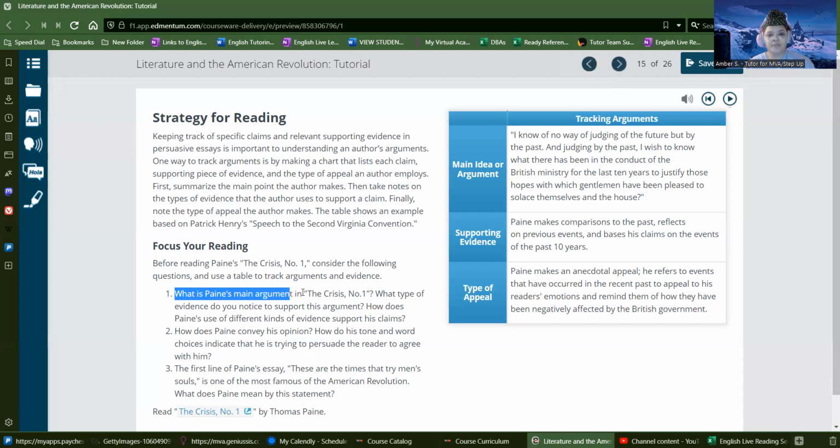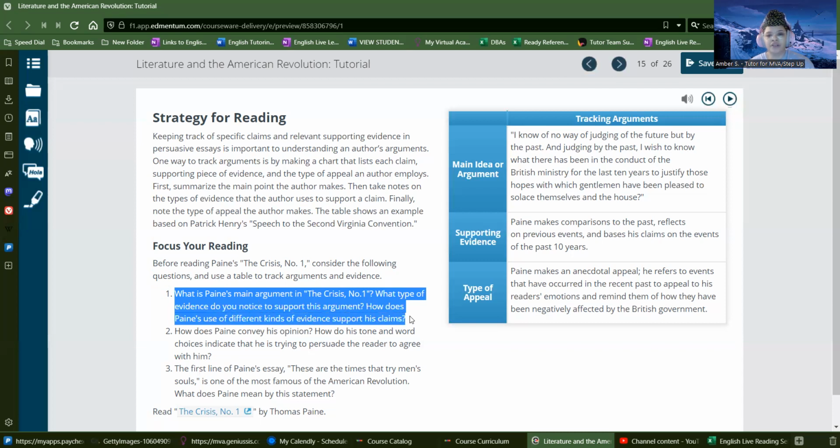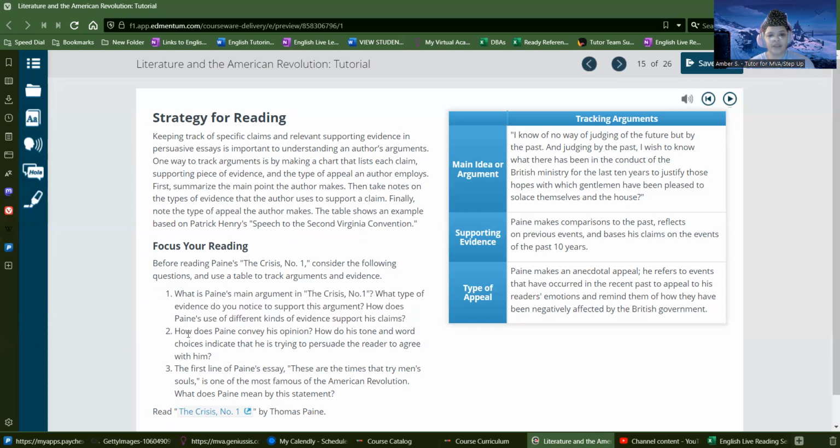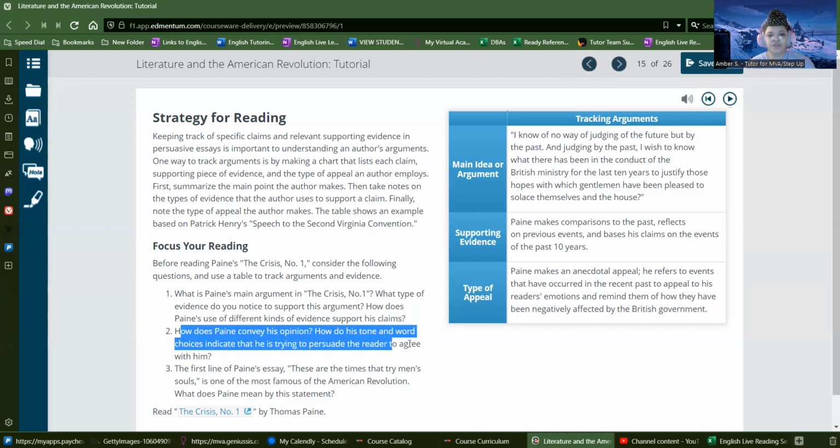What is Paine's main argument in the Crisis number 1? What type of evidence do you notice to support his argument? How does Paine's use of different kinds of evidence, that's what we were talking about, support his claims? How does Paine convey his opinion? How do his tone and word choices indicate that he is trying to persuade the reader to agree with him?